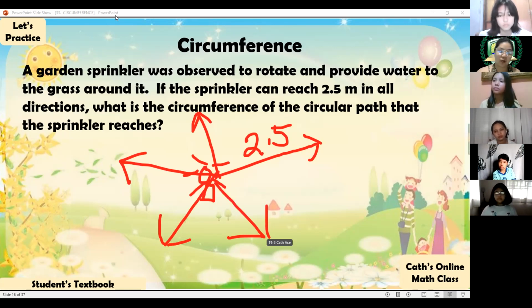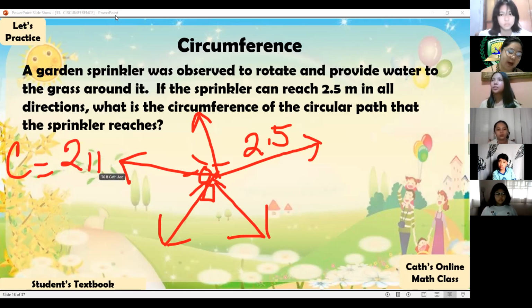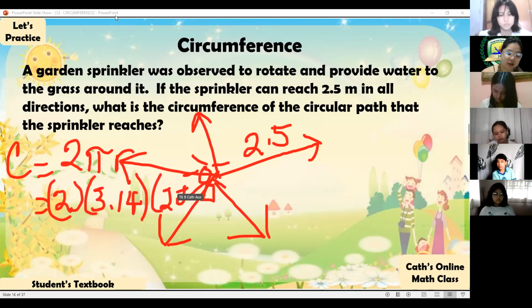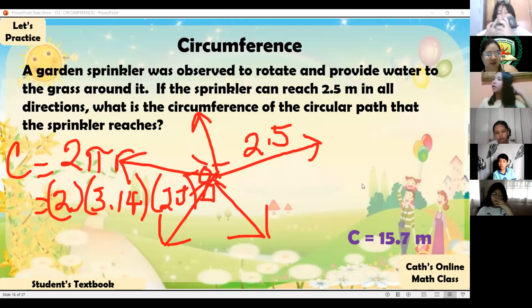Okay? So, what will be our formula again? 2 pi r. Okay, so ang gagamitin natin na formula ay 2 pi r, which is 2 times 3.14 times 2.5. Yes, tama. So, ang sagot natin ay 15.7 meters.